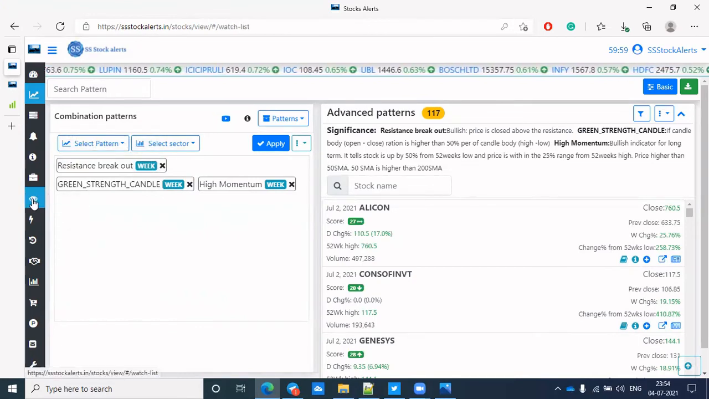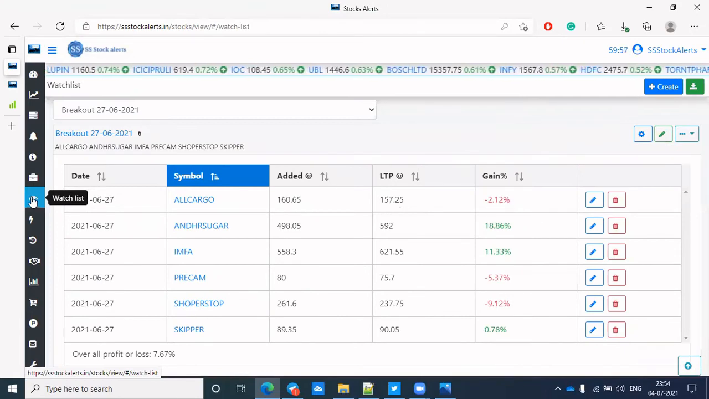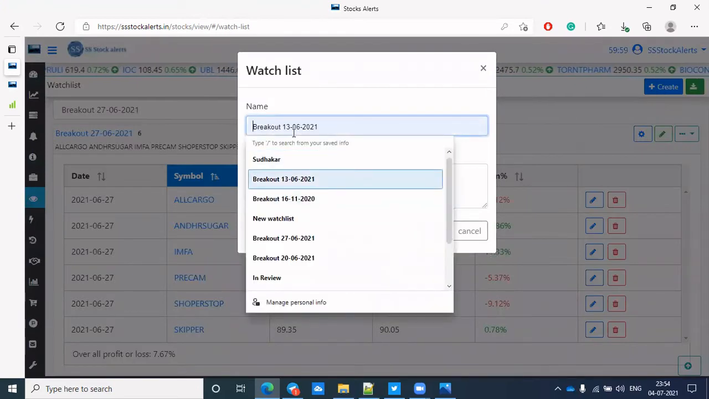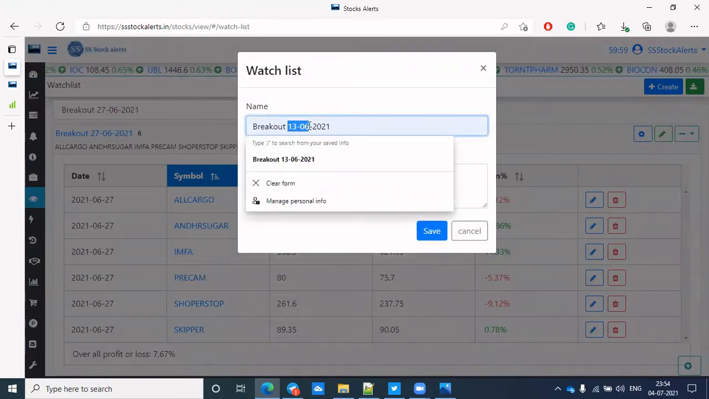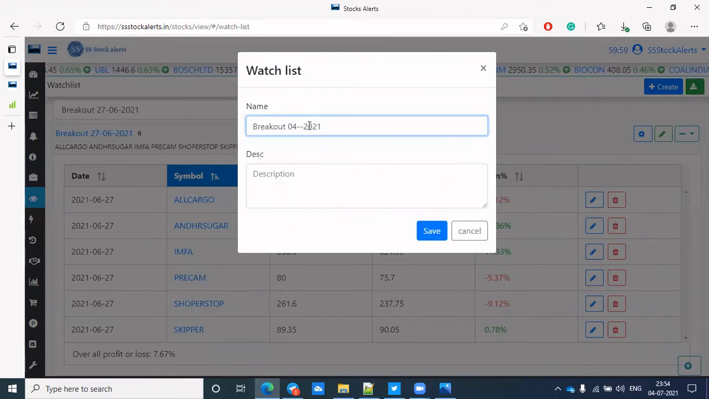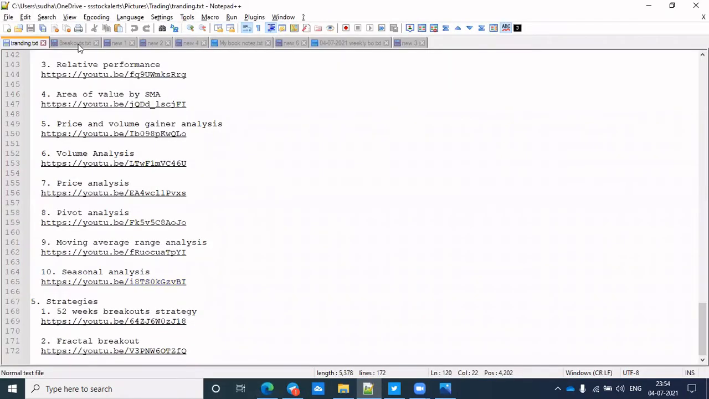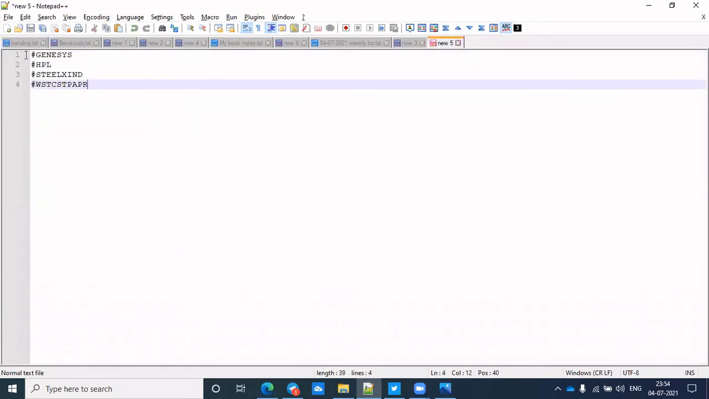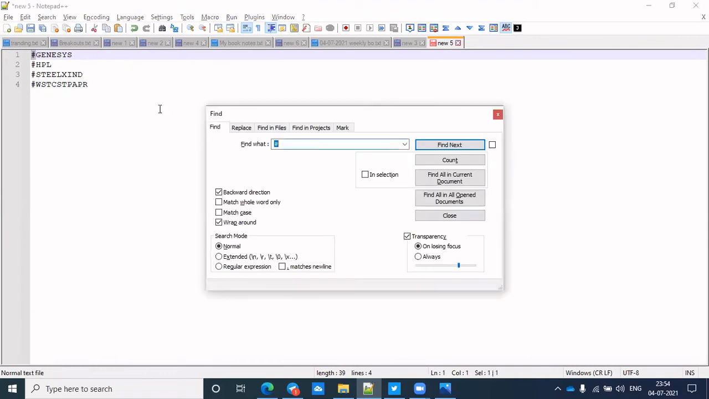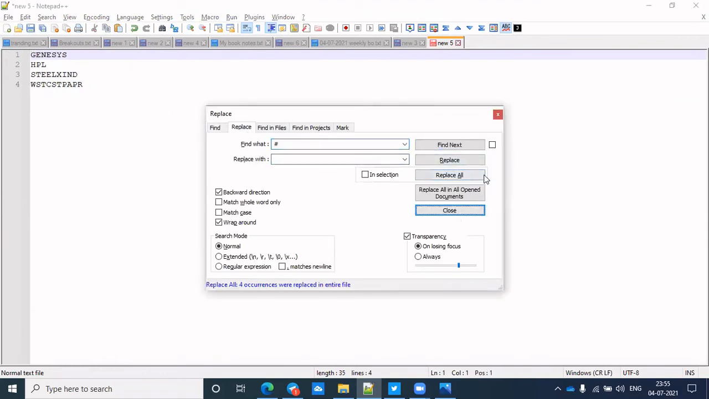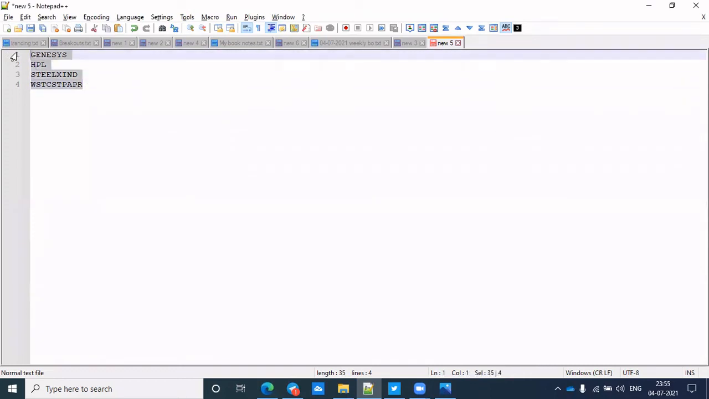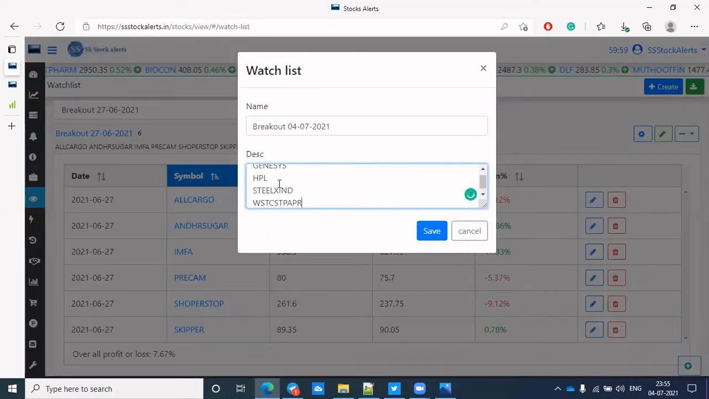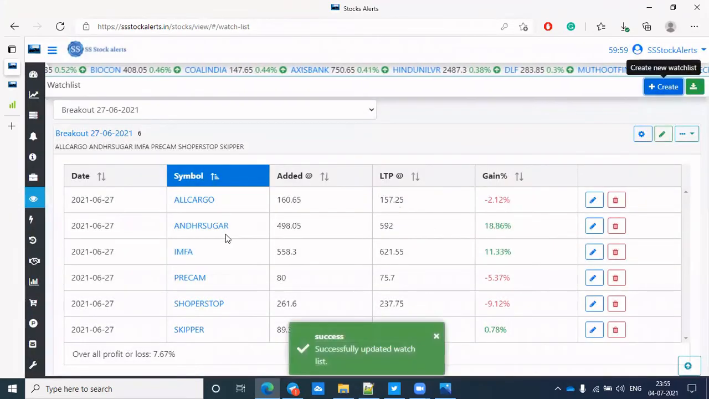First, let me create a breakout watch list. Usually I post a screenshot to the group. So I'll create a breakout list. This is the breakout of today's date, I can add 04-07-2021. The stocks I have done a breakout on are these four. So Genesis, and so on, just have a name. We keep names because we will import them in a single shot here. I'll just add it as a description, that's fine.